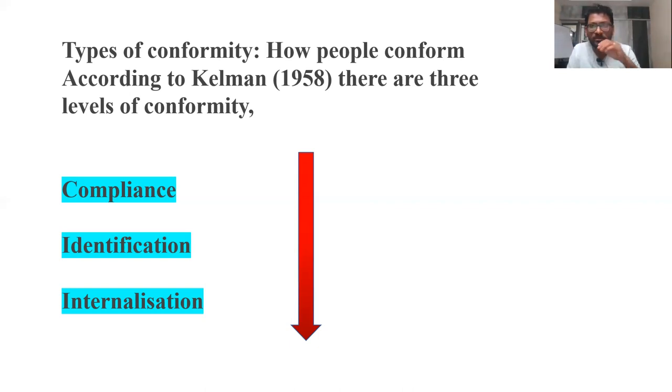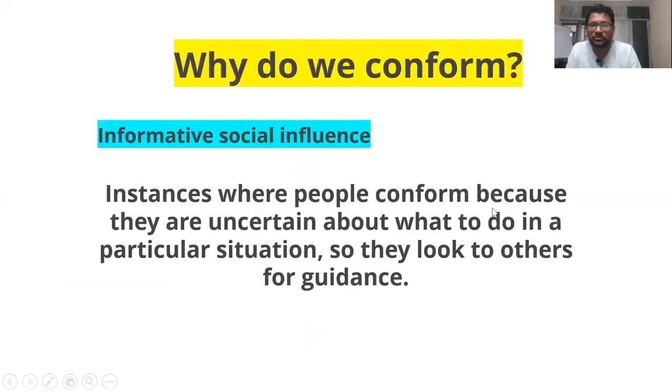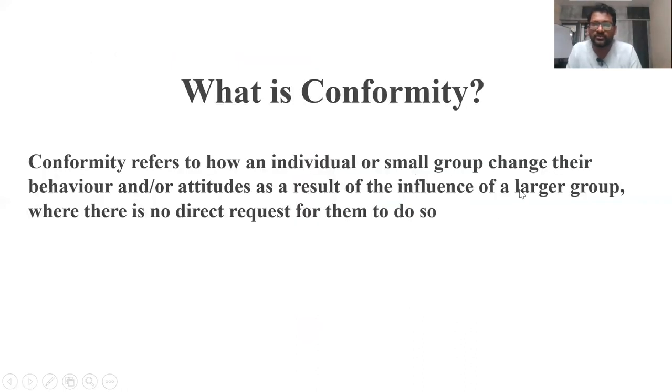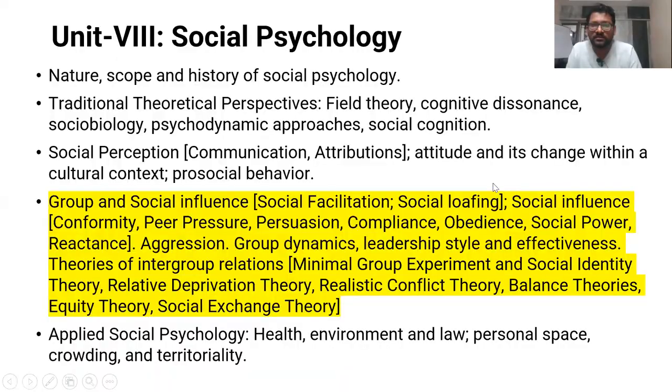For example, joining a human rights organization or becoming a vegetarian can be taken as examples of internalization. So these are the few types of conformity, where we have seen how social influence works. We will deal with other aspects like social power, aggression, group dynamics, etc. in the next video. Thank you.